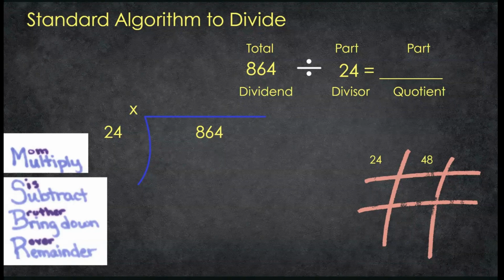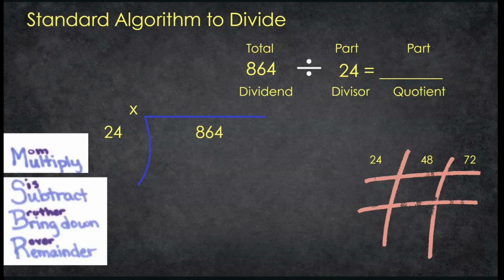And now if you are having trouble skip counting with your 24s, think of another way to think about 24. I could think about it like maybe 20 plus 4. So if I have 48 and I add 20, that gives me 68. And then 4 more, that gives me 72. If that's still a little bit too hard, then break 24 even further down.